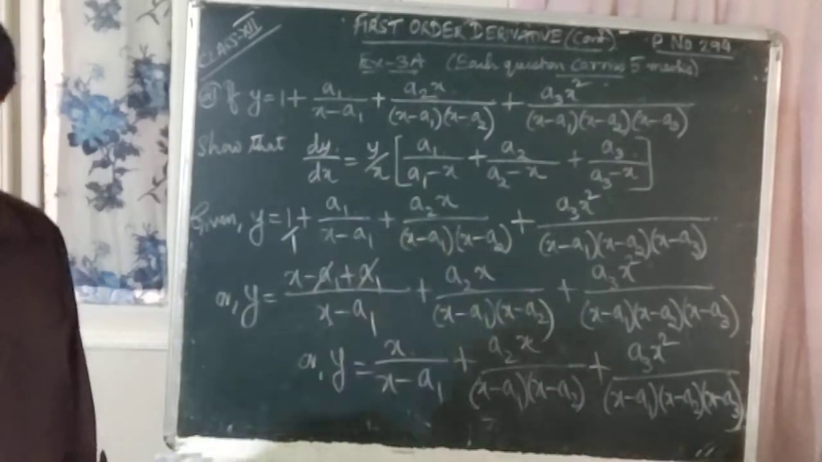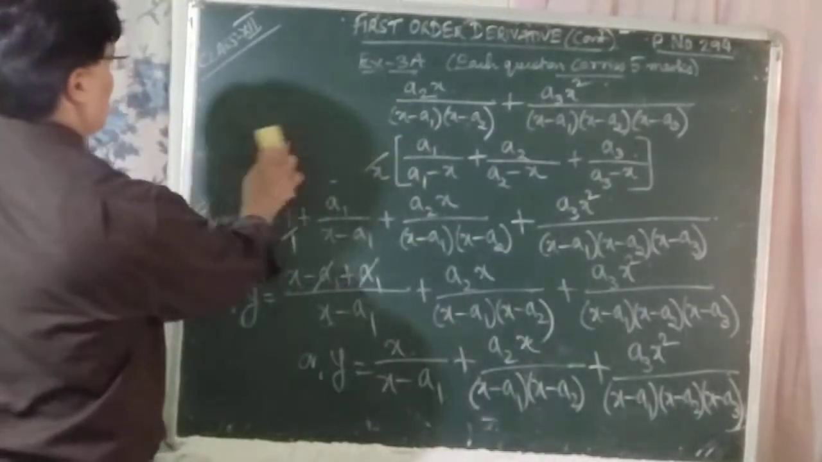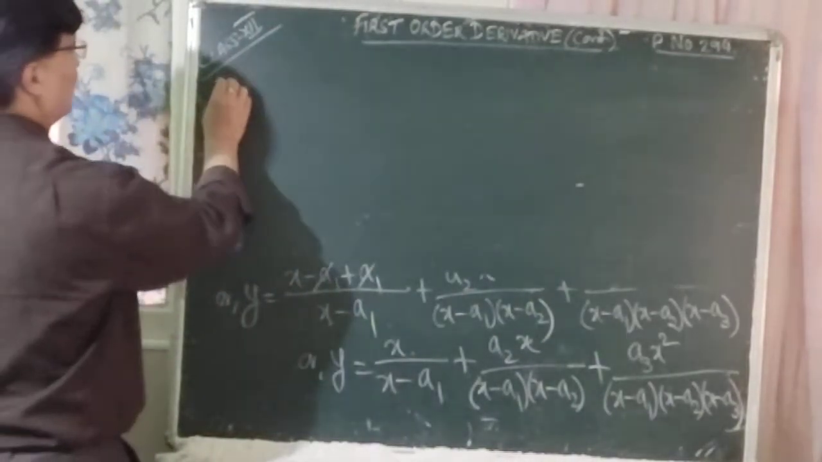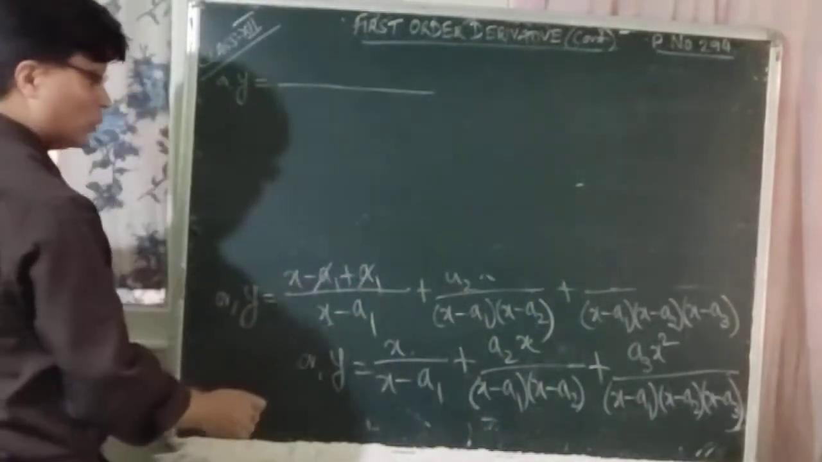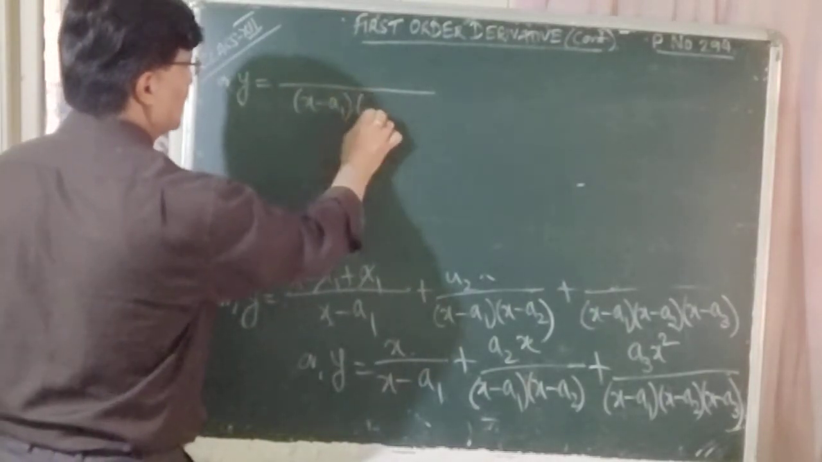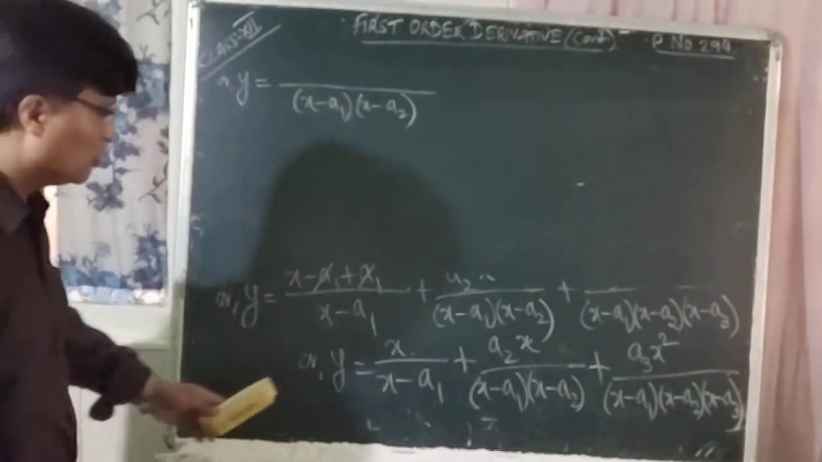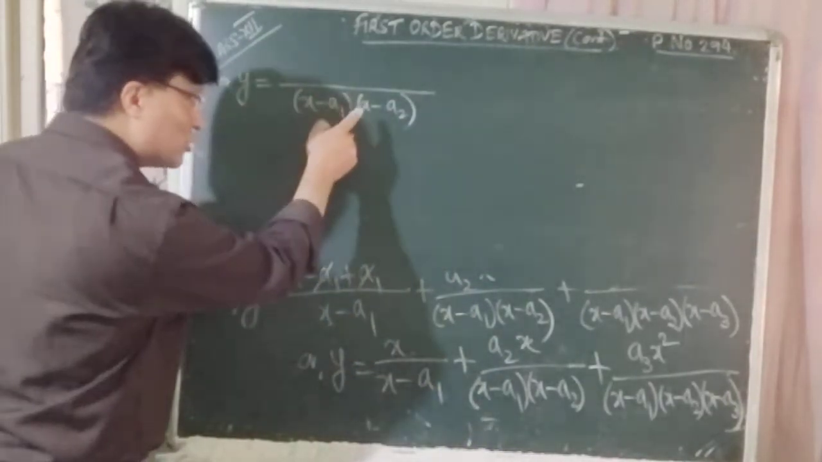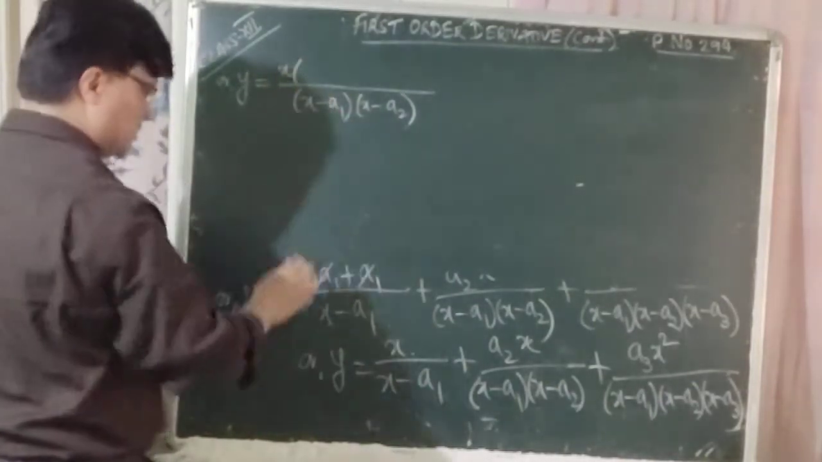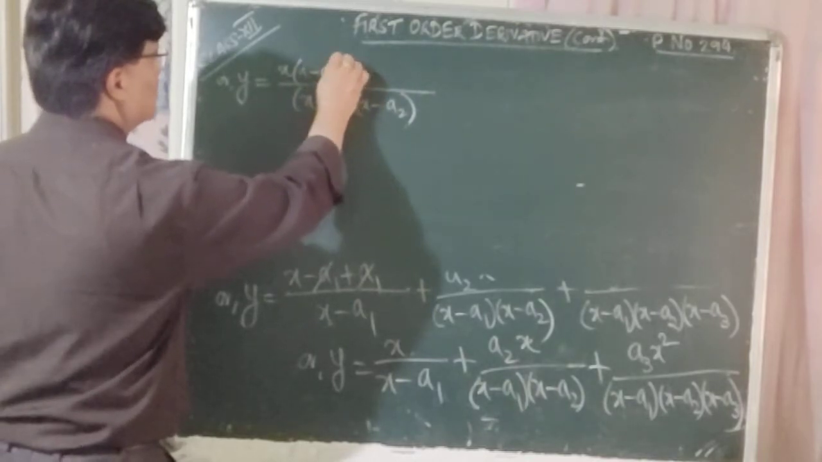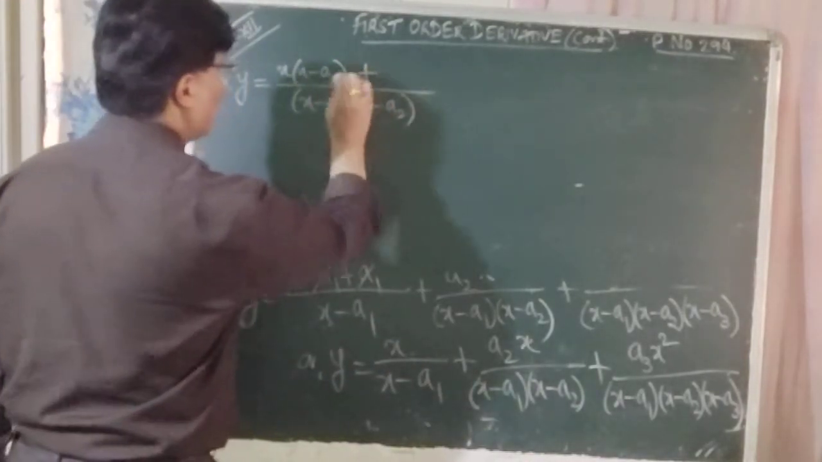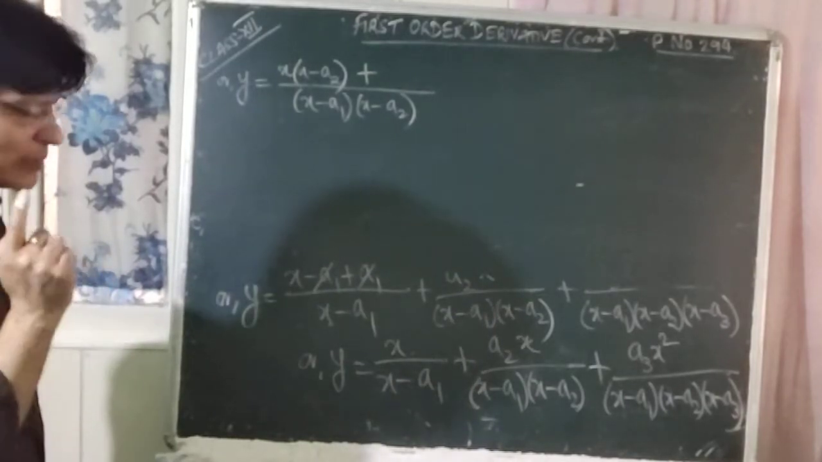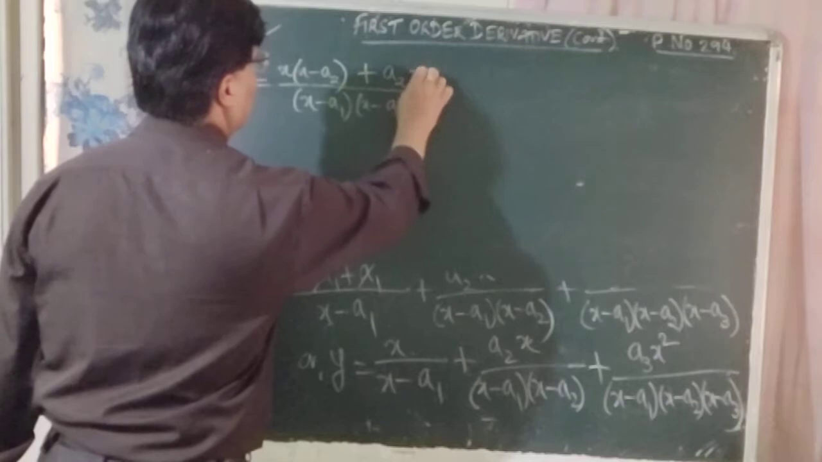Now again you have to simplify the first two terms. Take the LCM and simplify it, right? So y is equal to first two terms. What's the LCM? It is x minus a1 into x minus a2 for these two terms. Now this LCM is divided by x minus a1, so it remains x minus a2. Now it should be multiplied by x, so x into x minus a2. Then plus, now this LCM is divided by these two factors, that means it is 1. All the factors will be cancelled. So 1 into a2x, that is a2x.